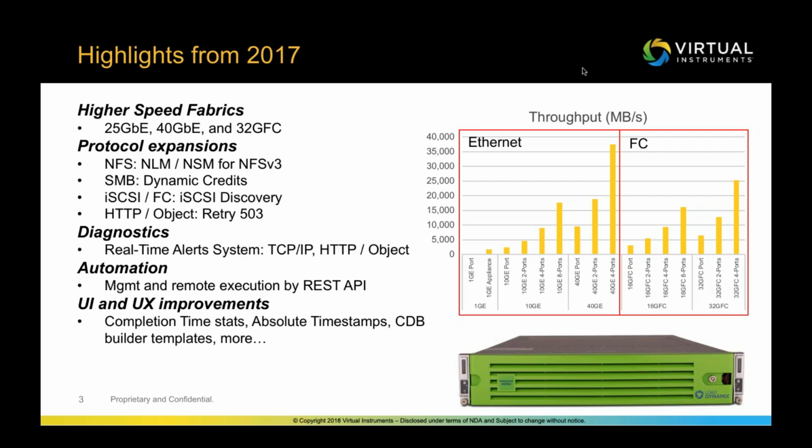That's always good. On the protocol side, we also expanded a lot of features for the various storage protocols that we already support in the product. For NFS, we added NLM and NSM support. For SMB, we significantly improved the credit configuration as well as dynamic credit handling capabilities. For iSCSI and fiber channel on the block side, we added iSCSI discovery as well as several block related enhancements. And on HTTP object, we added capabilities to allow our simulated clients to retry whenever the server sends a 503, as well as some other user-defined response codes.